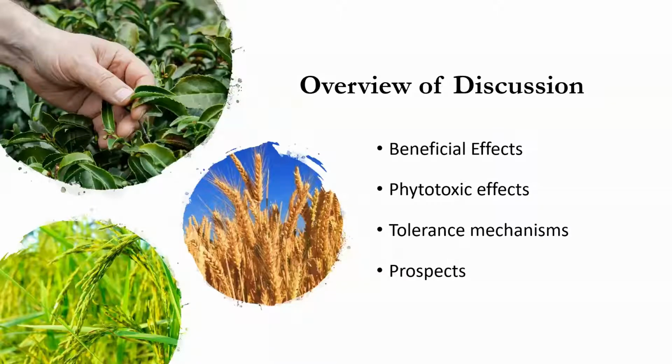All right, before we go further, here's an overview of the following discussions. We will first briefly examine the beneficial effects of aluminum to plants, then we'll focus on the phytotoxic effects, followed by some recent findings about the stress tolerance mechanisms. Lastly, we will address the biotech and scientific prospects.